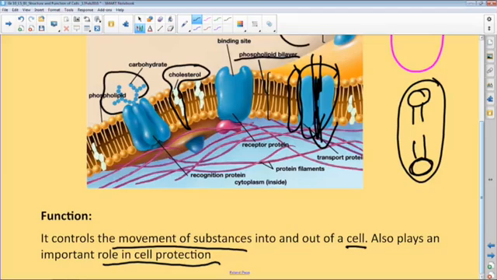And then have a look. It also helps with protection if it surrounds the cell. Whatever's on the inside is protected. It's nice and easy. It's a simple thing to have a look at.